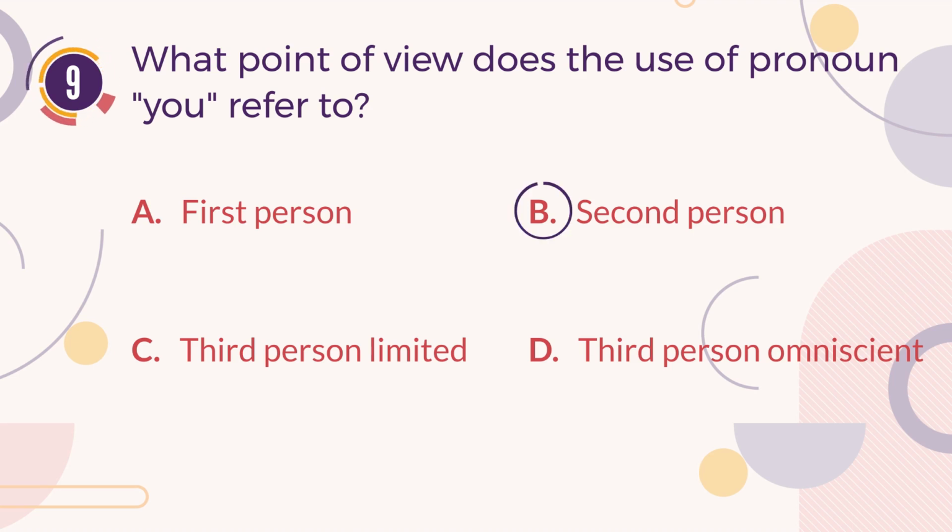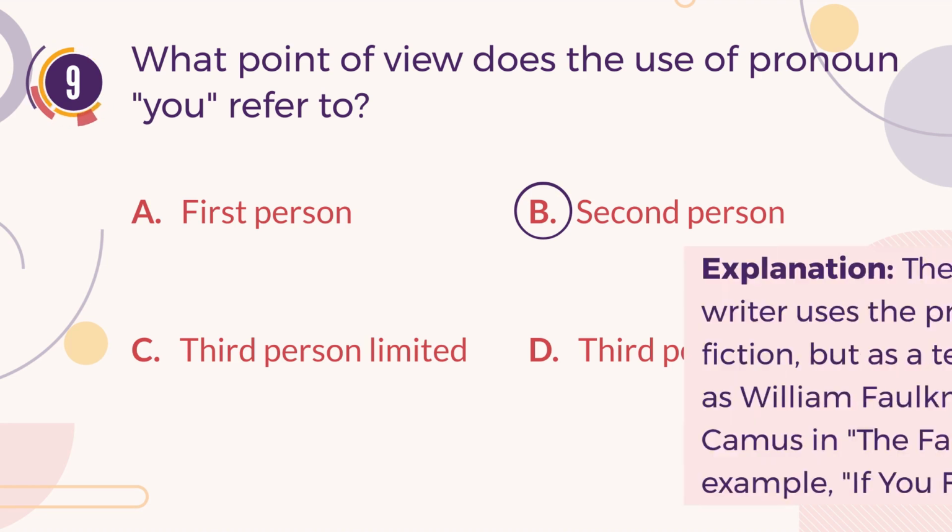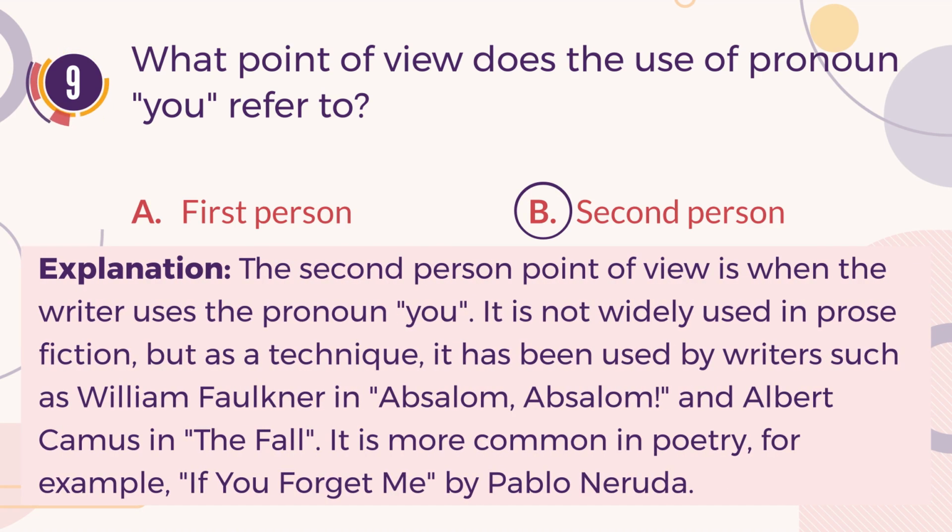The correct answer is B. Second person. Explanation. The second person point of view is when the writer uses the pronoun you. It is not widely used in prose fiction, but as a technique, it has been used by writers such as William Faulkner in Absalom, and Albert Camus in The Fall. It is more common in poetry, for example, If You Forget Me by Pablo Neruda.